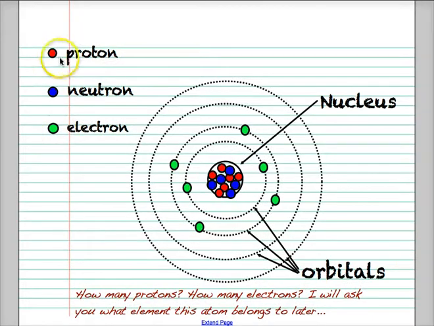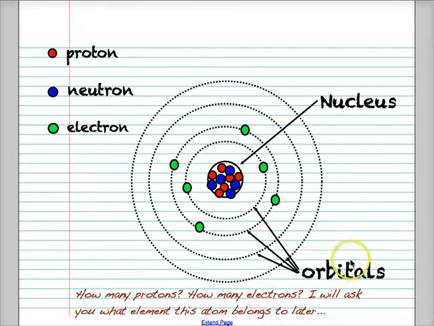If we look at the key, red for protons, blue for neutrons and green for electrons, we can see that within the nucleus there are two different types of particle, protons and neutrons. Outside of the nucleus there's one type of particle, the electron. And the electrons seem to be positioned in different orbitals. The orbitals correspond to how much energy the electrons have. The ones that are closer to the nucleus have less energy than the ones that are further from the nucleus.